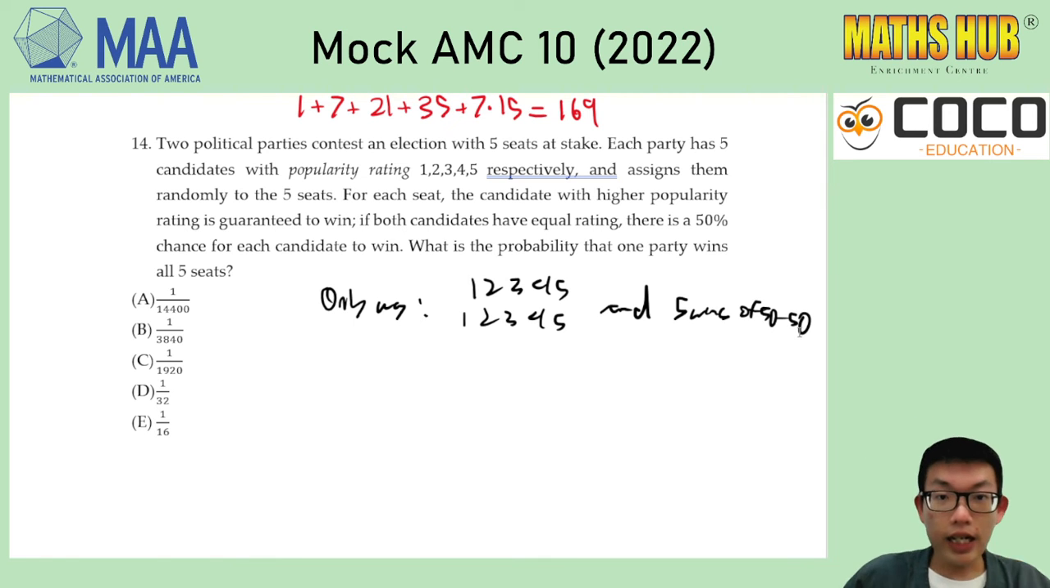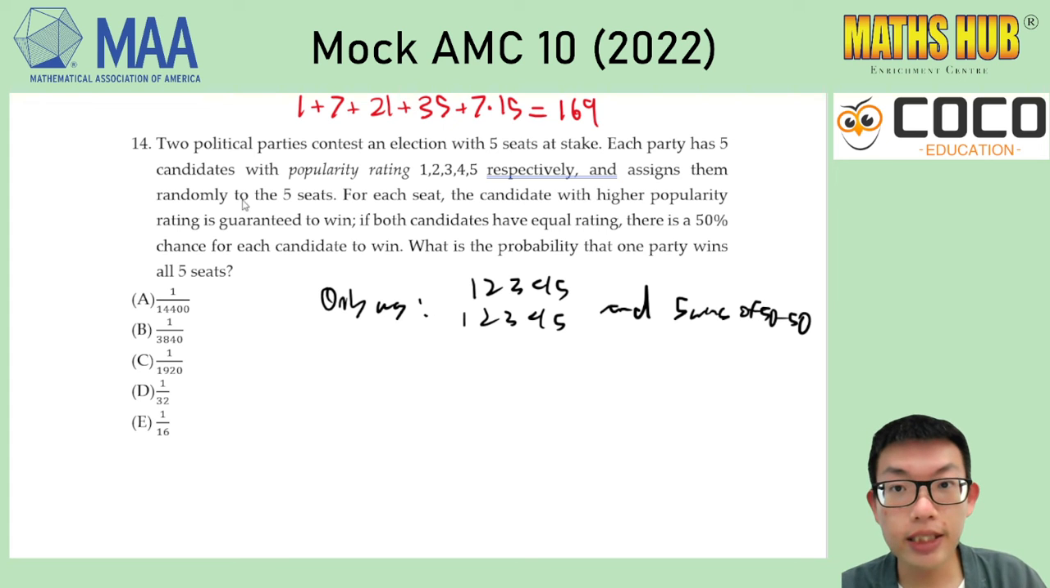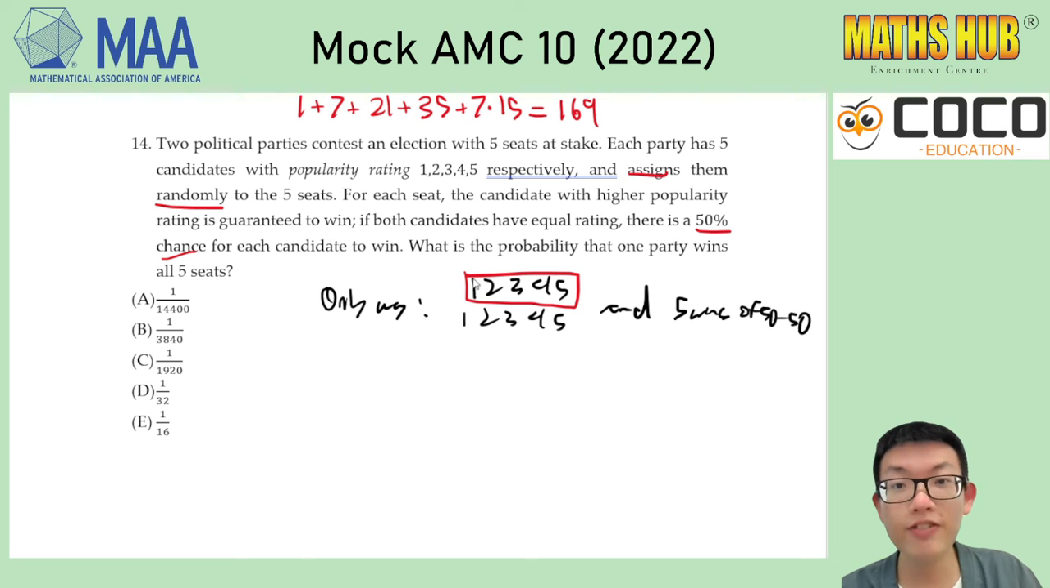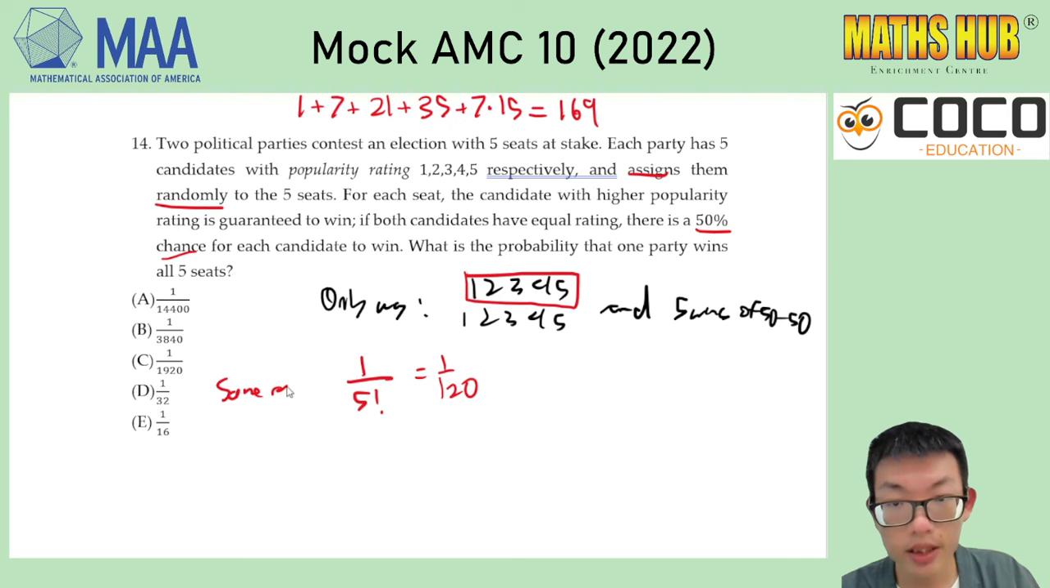Okay, so there are two different things here because there is randomly assigned and then there's the 50% chance. For the randomly assigned, we can think of it as one party rolls the dice first and then puts 1, 2, 3, 4, 5. The next party, there's only a 1 in 5 factorial chance that you landed up in the same ordering. So same ratings. This is the chance. Now, one party wins everything. So you have a sweep.